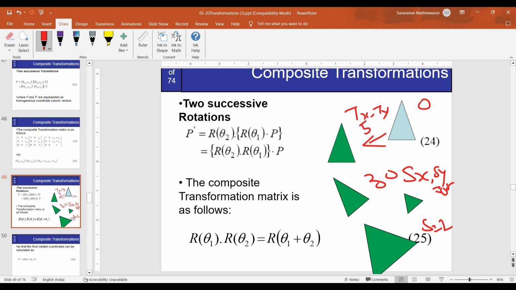So this is my original object. It moves by translation. After the translation, I perform rotation. After the rotation, I perform scaling, or perform two different kinds of scaling.